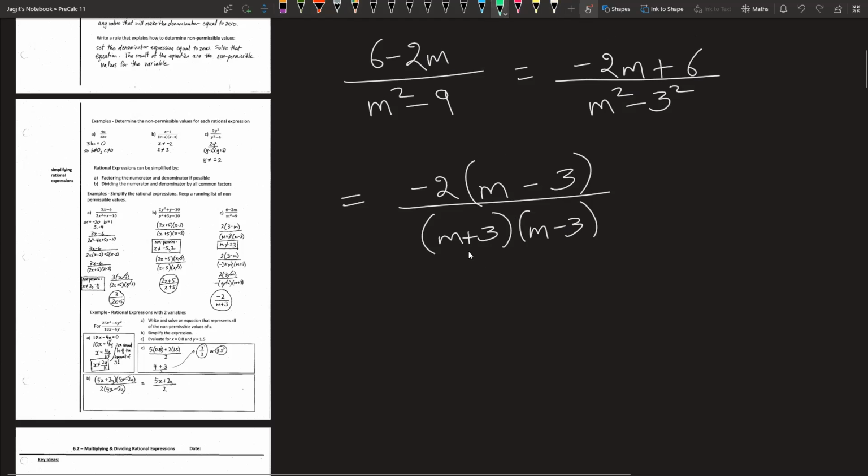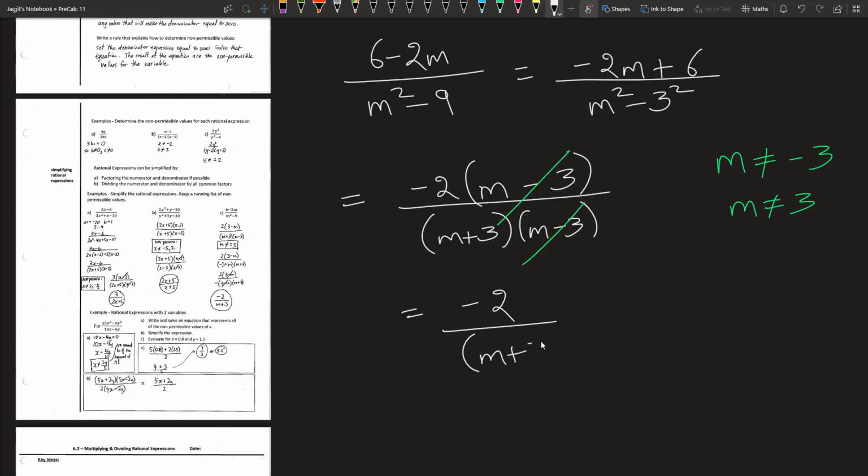But before you cancel anything, let's write the non-permissibles. For m plus 3, the non-permissible will be m cannot be minus 3. For m minus 3, you would say m cannot be equal to 3. And then m minus 3 cancels, and you're going to be left with minus 2 divided by m plus 3. Does that make sense? Does anyone have a question here?